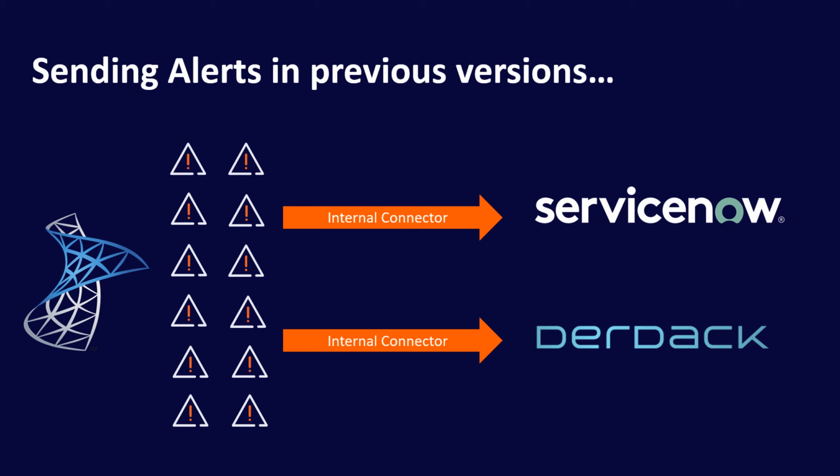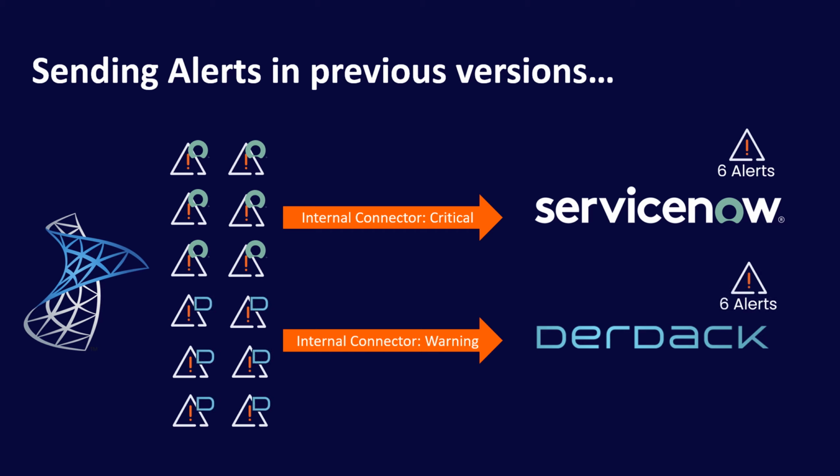Sometimes this works absolutely fine in the cases where those internal connectors' subscriptions don't overlap. So in this case, let's say the top 6 alerts are critical and the bottom 6 alerts are warning, and our connectors are not set with any overlap, so that the top 6 will get picked up by our ServiceNow connector and the bottom 6 get picked up by the DIRDAC connector. Things will work as expected. You get 6 alerts across in ServiceNow and 6 alerts across to DIRDAC. Great, happy days. What's the problem?